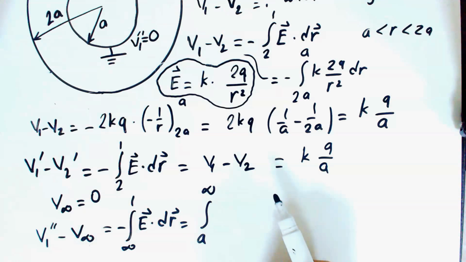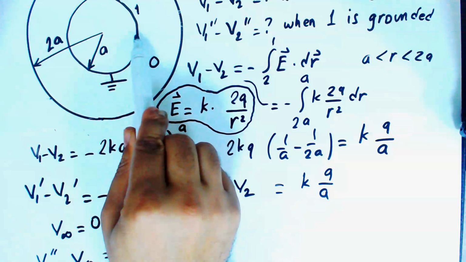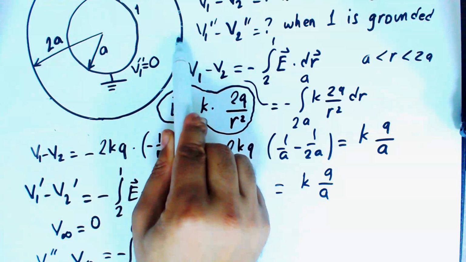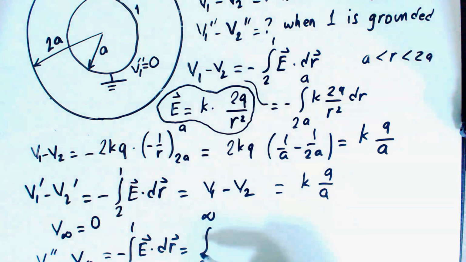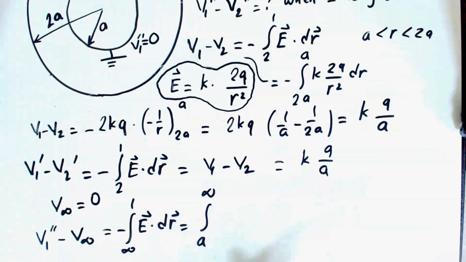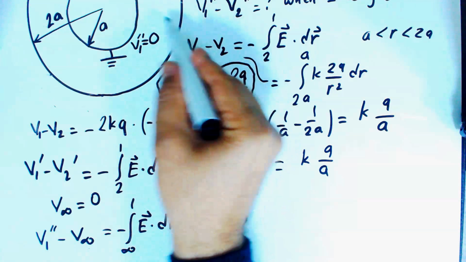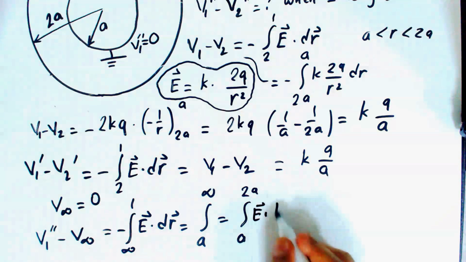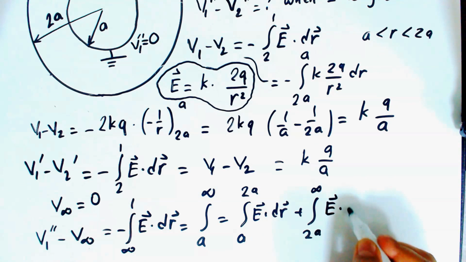But the thing is, while going from r equal to A, from the surface of the inner shell to infinity, I cross a region where there might be some change. So I have to divide this integral into two pieces. Let's first run this integral from A to 2A, from the surface of the inner shell to the surface of the outer shell, E dot dr, plus from 2A to infinity, again E dot dr.